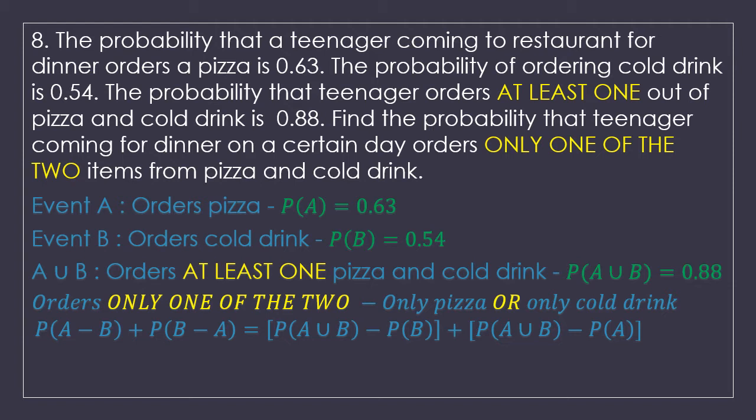Sorry, not probability A. Probability A union B minus probability B, and probability B minus A can be calculated as probability A union B minus probability A. That means we will write down the values here: 0.88 minus 0.54 plus 0.88 minus 0.63. The answer here will be 0.34 plus 0.25, that is 0.59. So the probability that the teenager coming to a restaurant orders only pizza or only cold drink, that is only one of the two items, is 0.59.